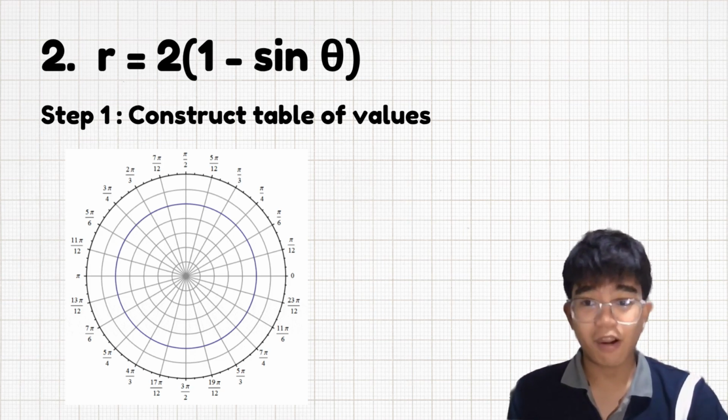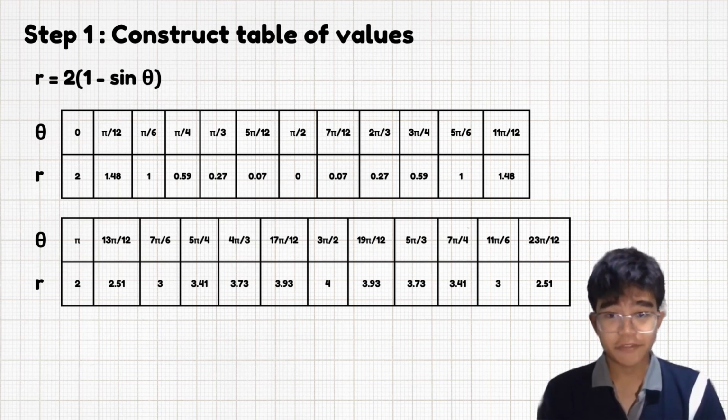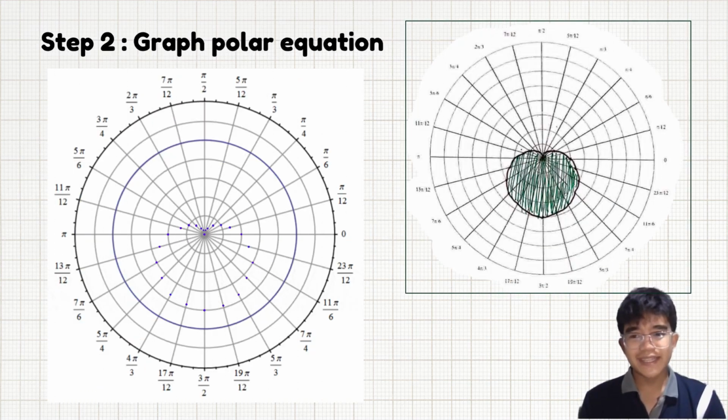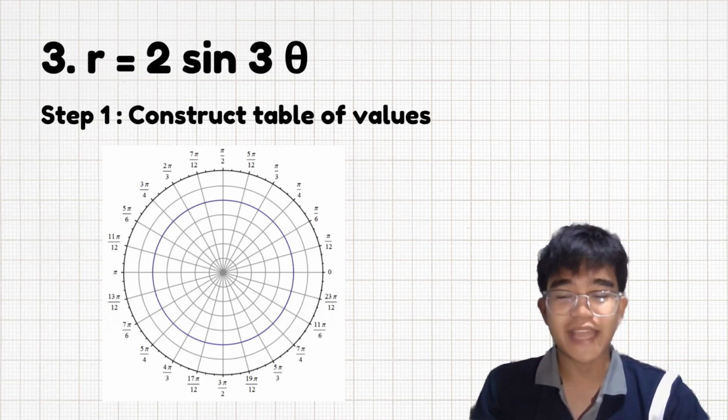Next is we have r is equal to 2 times 1 minus sine theta. The first step that we have to do is to construct our table of values using the same steps that we did earlier. Following the steps in finding our radius, we now have our table of values here. We can now graph our polar equation accurately using this constructed table of values. Looking at the figure, we can easily graph the polar equation if we construct our table of values, and the polar graph is a cardioid.